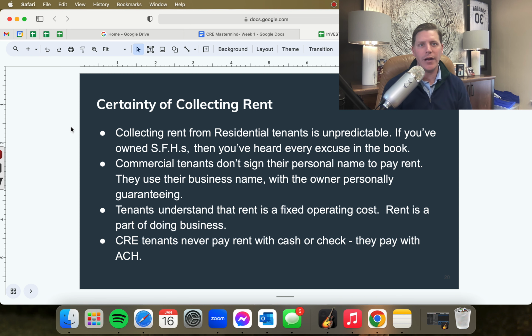So if some way or another they get abducted by aliens, I get to go after their personal assets to collect rent. So it's a really watertight lease. And again, that increases my certainty of collecting rent, because that person knows that if their business doesn't pay rent, then they're personally on the hook. Like I mentioned a minute ago, guys, the tenant understands that the rent is a fixed operating cost. It's just a part of doing business.